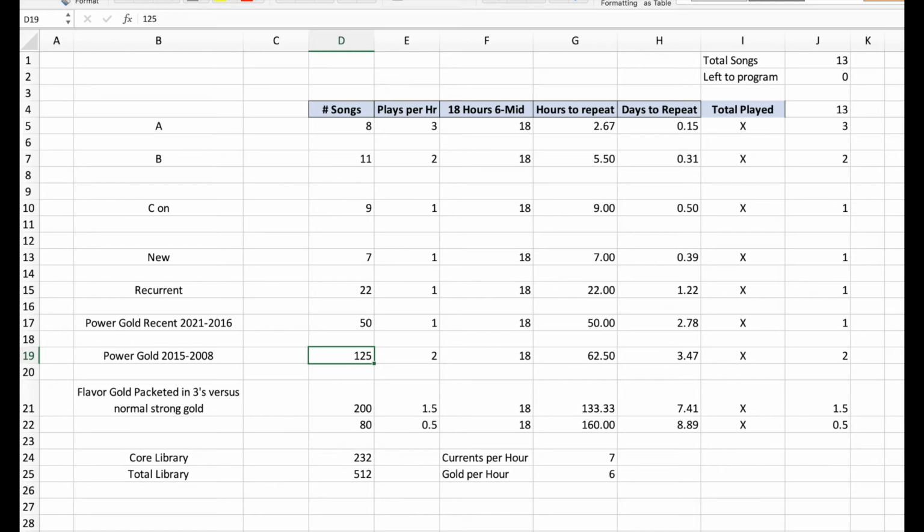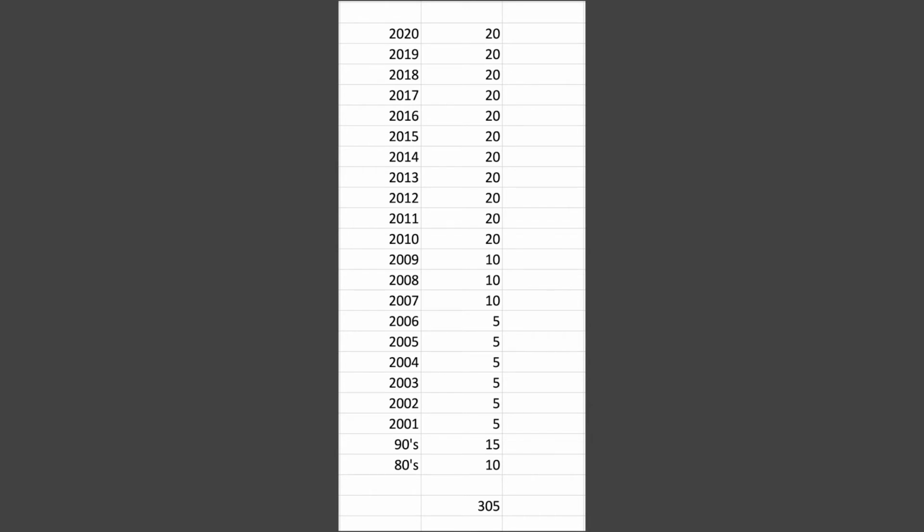So if you look at 2015 to 2008 and count the years up, that's 8 years. If you just took the typical 20 for each year, 8 times 20 is 160, but we're only using 125 because we know a lot of those songs are going to drop off. Let me show you this. It would probably look something like this, roughly.